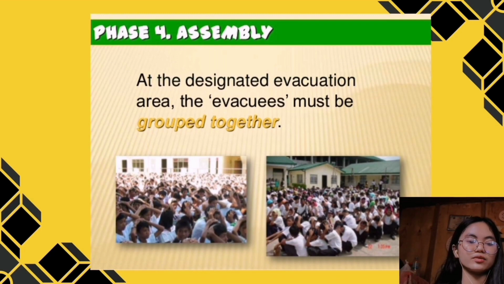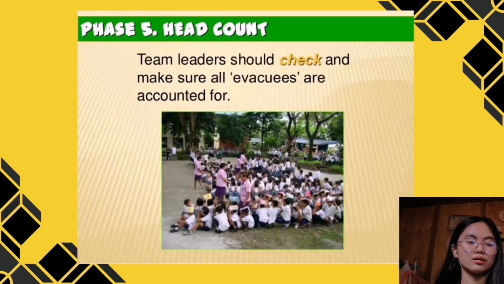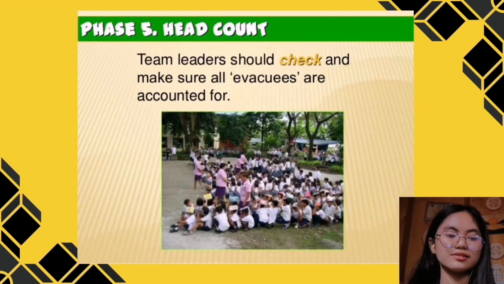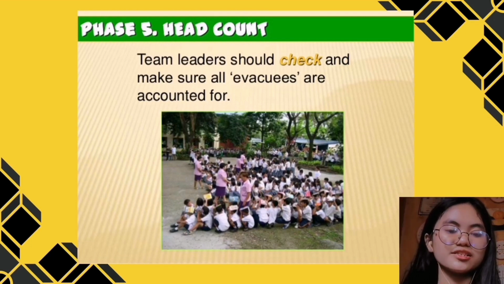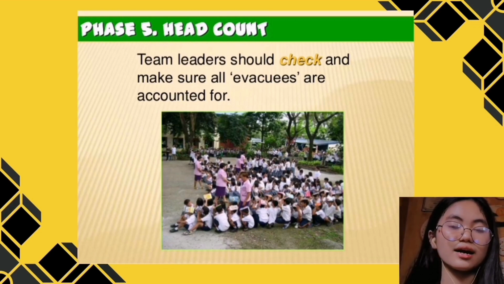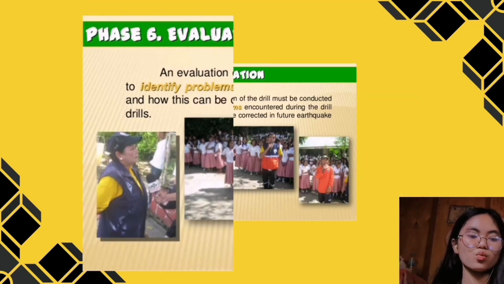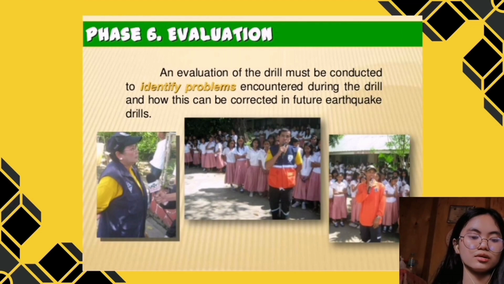At the assigned evacuation area, students must be grouped together according to the class where they belong. Phase 5 is head count. Teachers should check and make sure all students are accounted for. The last one is evaluation. An evaluation of the drill must be conducted to identify problems encountered during the drill and how these can be corrected in future earthquake drills.